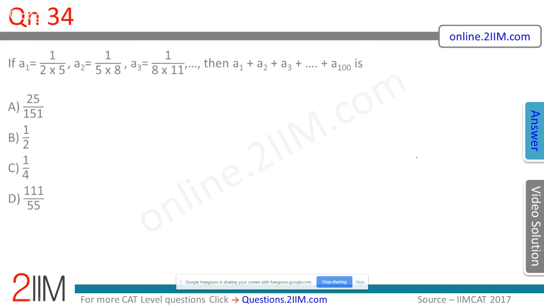33 and 34 are fine. We've done this. Partial fractions, we've discussed it at depth. So if you have a doubt, just Google partial fractions 2IM. You'll find a gigantic blog article and discussion on this, or go into the course and just Google partial fractions. You'll be able to find that.